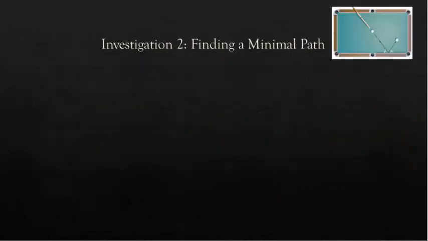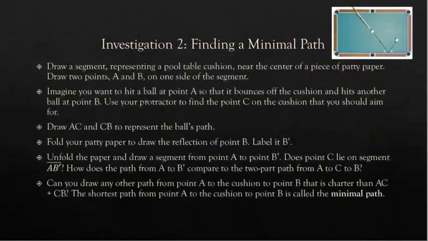Our next investigation, we're going to be looking at finding a minimal path. So we're going to pretend like we have this pool table. We want you to draw the points A and B, and then the line of reflection or the edge of the pool table. We're going to imagine that we hit a ball at point A so that it bounces off the cushion and hits another ball at point B. We're going to use our protractor to find what that point is on the cushion that we should aim for. Then we'll draw in the AC and the BC lines to represent the ball's path from here to the cushion and back to the other ball you're trying to hit.